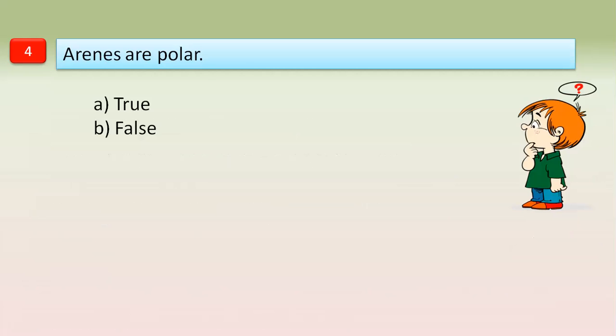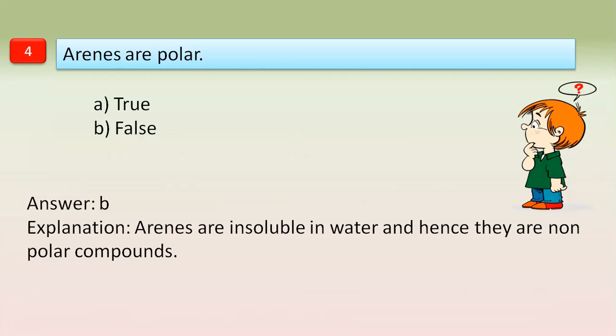See here, the fourth question is: arenes are polar. You have to just find out whether it is true or false. Arenes are polar. Now see, the correct option is B, as arenes are insoluble in water. As they are insoluble in water, they are non-polar.